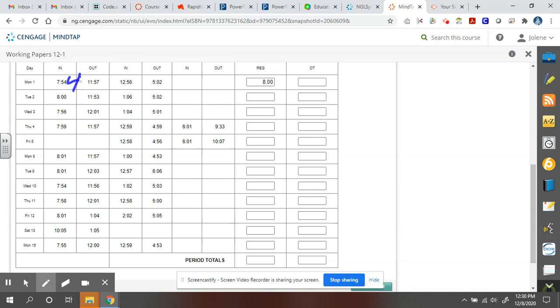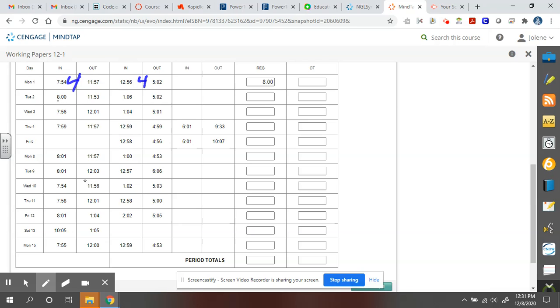So she clocked out at noon here to go to lunch, and clocked back in at 12:56, which essentially is 1 o'clock in the afternoon. She worked until 5:02, which you round to 5 o'clock. So she worked from 1 to 5. So that's another 4 hours. That's how we got 8 hours here. She worked 4 in the morning and then 4 after lunch, and she got 8 hours.